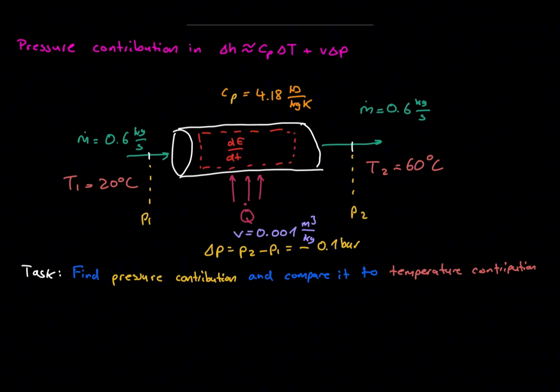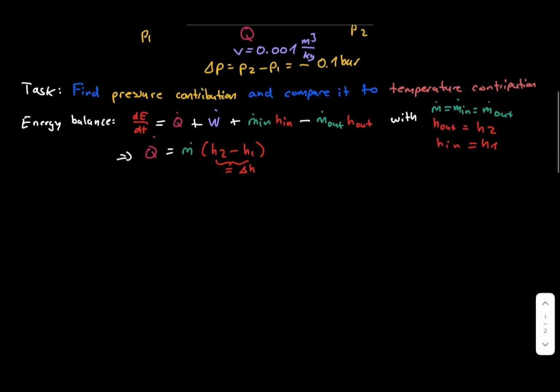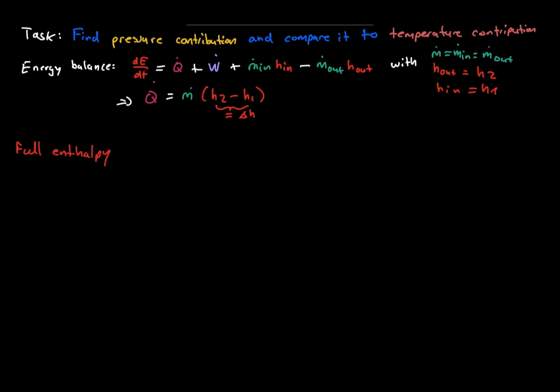We start again from the energy balance. It includes heat, work, and energy carried by the flowing mass. Now we simplify. The process is steady state, so the energy inside does not change over time. There is no turbine and no compressor, so there is no shaft work. And we have one inlet and one outlet, so the heat flow equals mass flow times the change in enthalpy. That means everything depends on the enthalpy change.